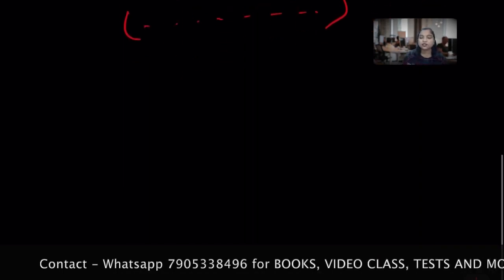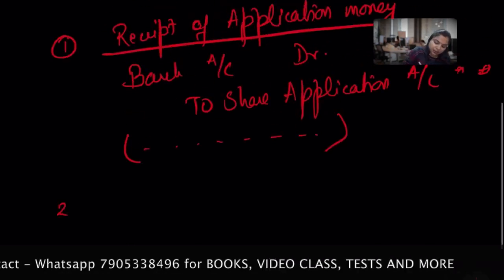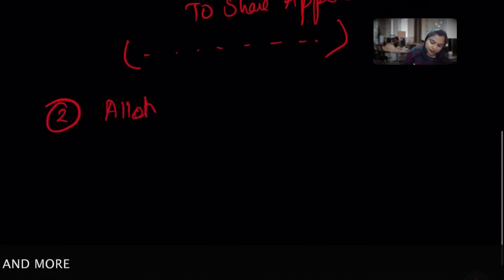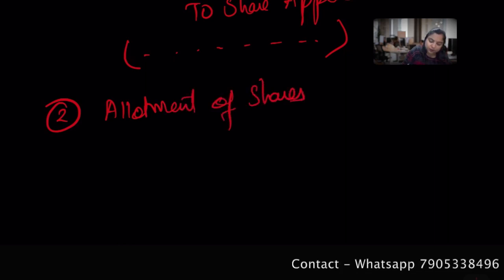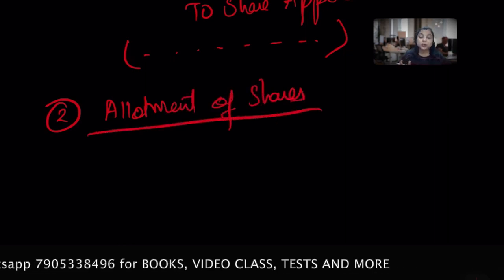Okay, next, if we receive the application, now I know that you have interest in my company and you got the application. So now I'll transfer that amount I already received to your capital account. I create your capital account. So now for the second step, I give the allotment. Allotment of shares. Okay, so I'll do the allotment of shares to you.